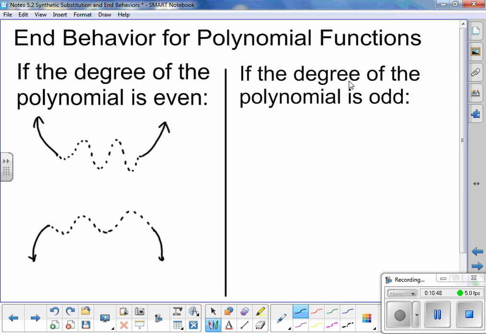Okay. If the degree of the polynomial is odd, you're not going to have both of the ends go in the same direction. You're going to have them go in opposite directions. Okay. One side will be going down. The other side will be going up. And just like I just said, I don't know what's happening in the middle. I don't really care. All I care about right now is the end behaviors.